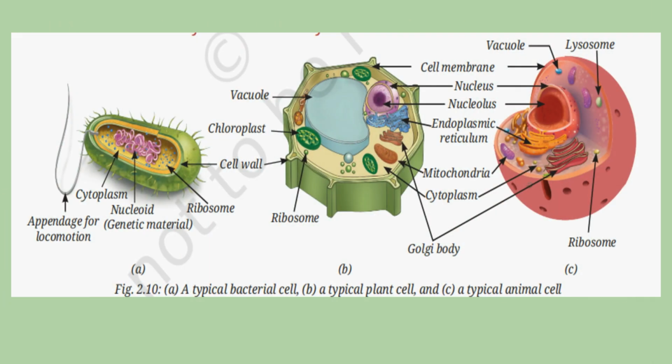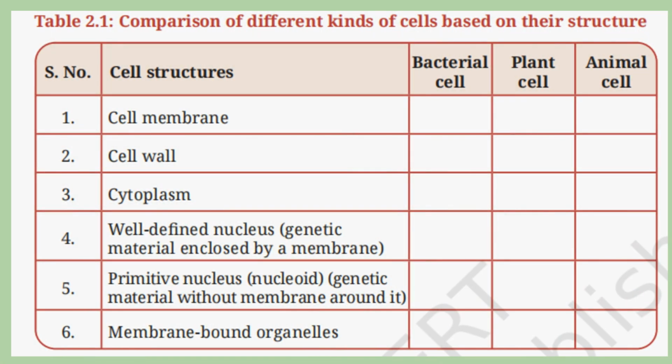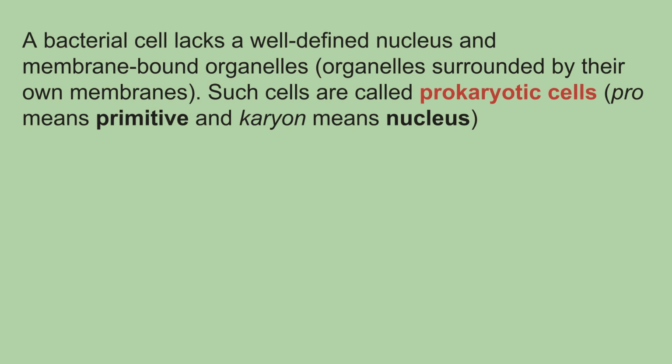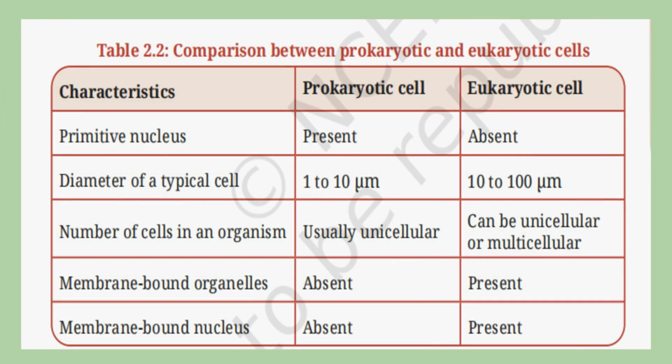This diagram illustrates the structure of a typical bacterial cell, a typical plant cell, and a typical animal cell. Here we see more detailed diagrams of plant and animal cells, highlighting various organelles and structures within them. This table compares the presence of key cell structures across bacterial, plant, and animal cells. Cells without a well-defined nucleus and membrane-bound organelles are prokaryotic cells. Plant and animal cells with a well-defined nucleus and membrane-bound organelles are eukaryotic cells. This table compares the characteristics of prokaryotic and eukaryotic cells, including the nucleus type, cell diameter, and cell number.